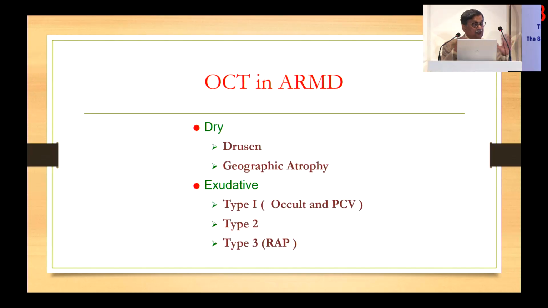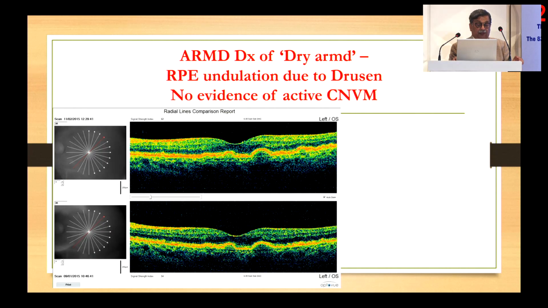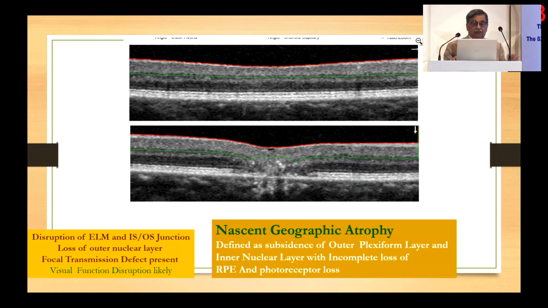So let's start with some of the basic abnormalities. First, we discuss OCT in AMD. This could be dry or exudative, and the dry form could be drusen or geographic atrophy, and then you have the exudative type. What you see over here is the undulation of the RPE. This is basically due to drusen. This is not a wet AMD, nothing needs to be done.